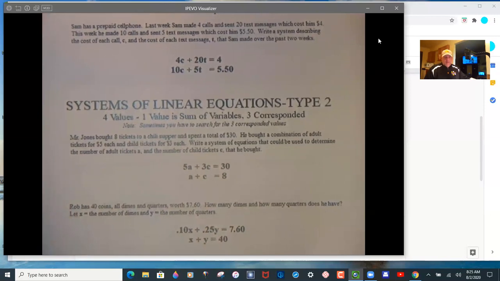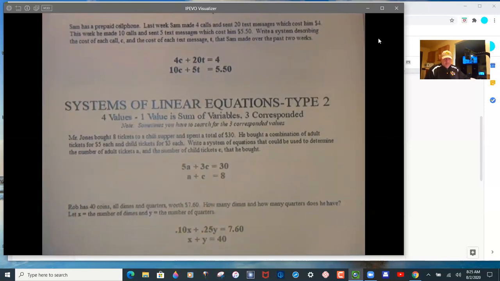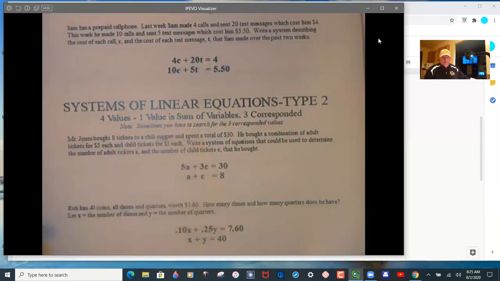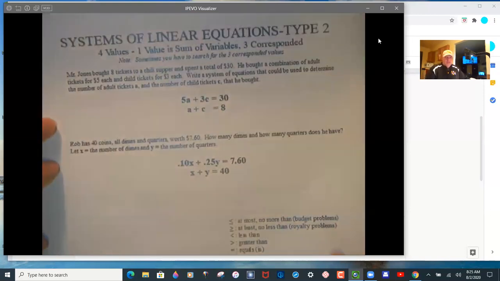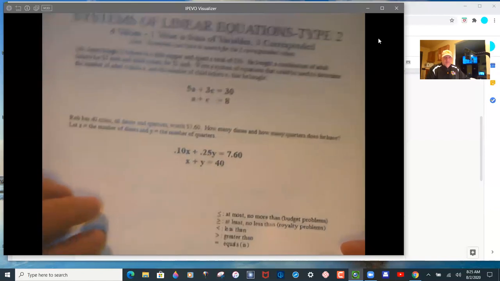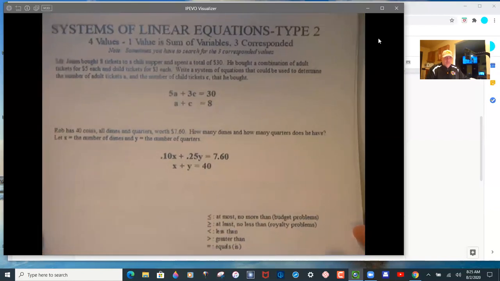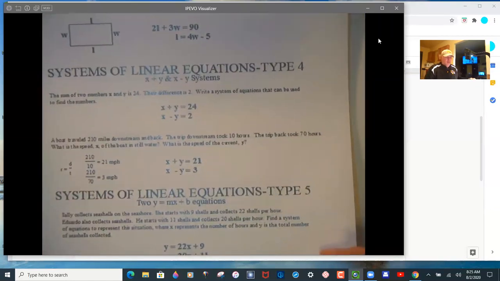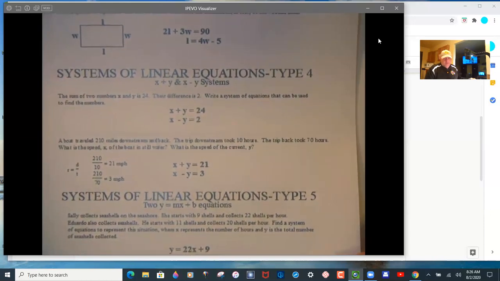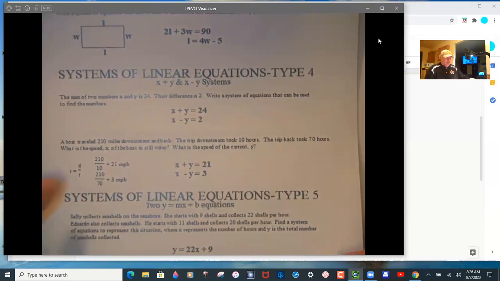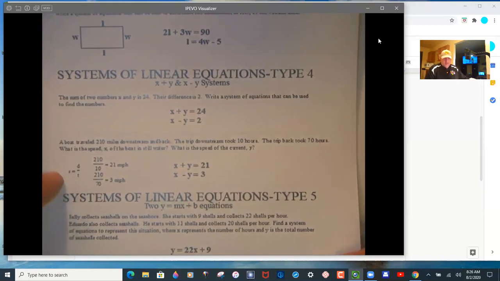There's also the type where you have one set of 3 corresponded values, so like the dollar values in this, and then a total line. You see the 2 types here with the money and with the tickets. And then you have the legendary X plus Y, X minus Y systems, which I did one with the time upstream, downstream type of problem that you will see in this.